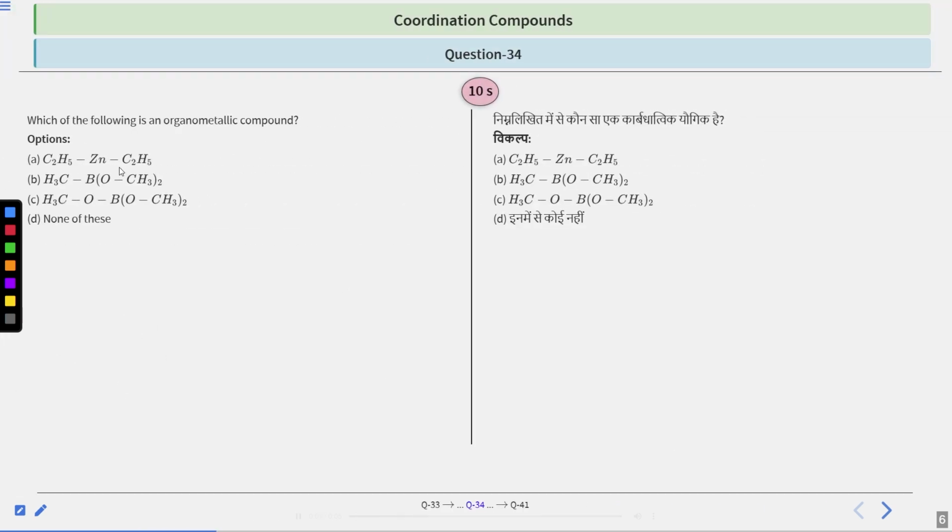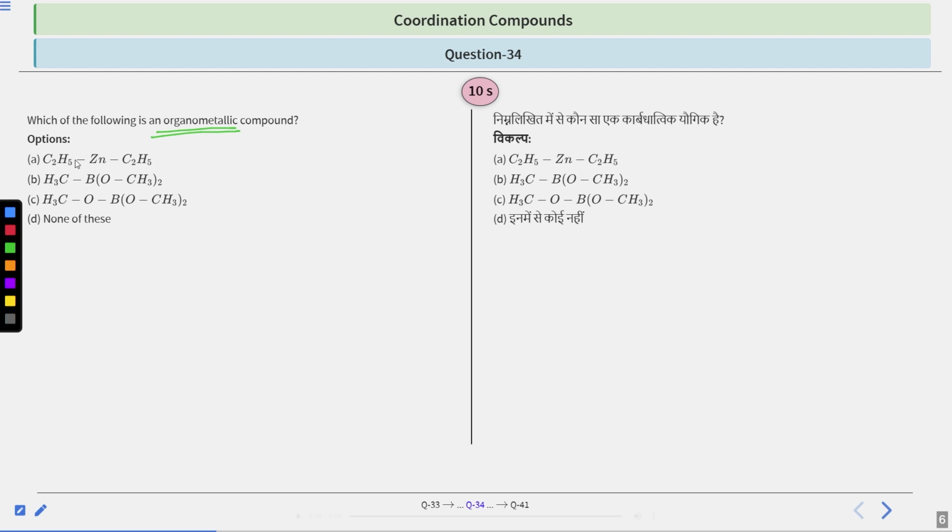Question number 34. Which of the following is an organometallic compound? You have to tell from the given options which is an organometallic compound. Options are C2H5 Zn C2H5, CH3B(OCH3)2, B(OCH3)3, or none of these.